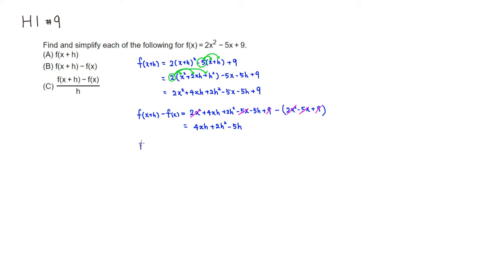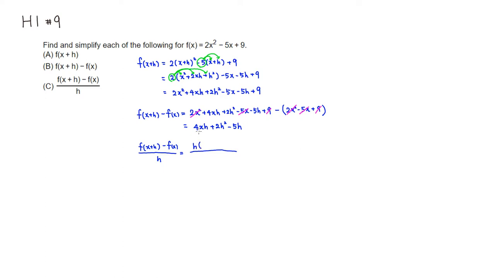So let's do that. f of x plus h minus f of x, divided by h. The numerator is the result from part B. But you notice that every single one of the terms has at least one h in it, so I'm going to factor h out.